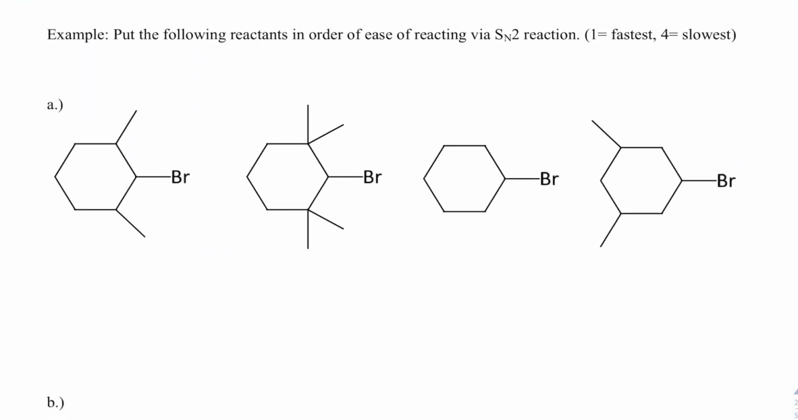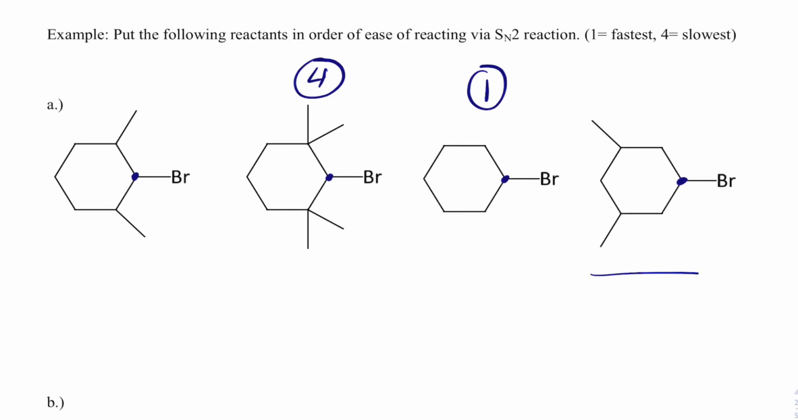Okay, so let's talk about this carbon on each of these. That's where our leaving group is. Which one would you rank to occur the fastest, meaning that it's the least crowded? I would say that one. Now, which one would you say is the slowest because it's the most crowded? I would say that one.